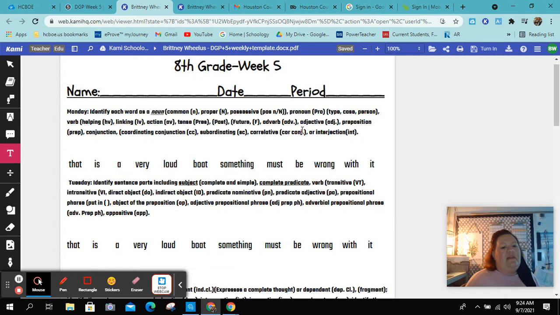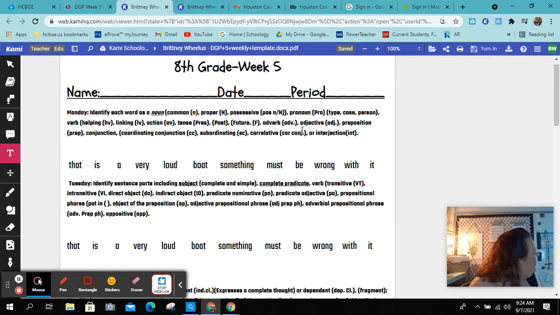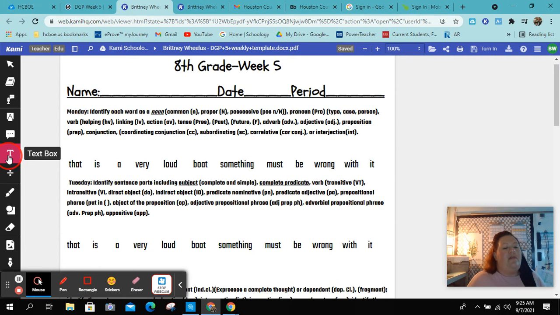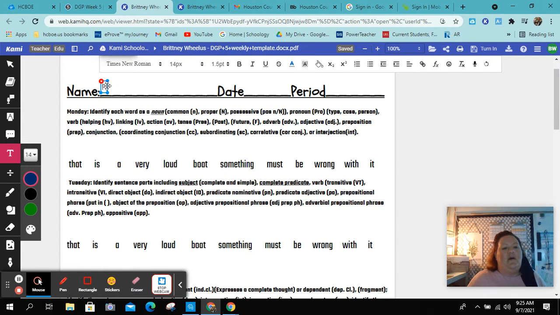Now, you are going to see that your paper looks like this right here. All right, 8th grade, week 5. Go ahead, make sure that you are on the T and type your name up here in the name box. Put the date and the period, okay?